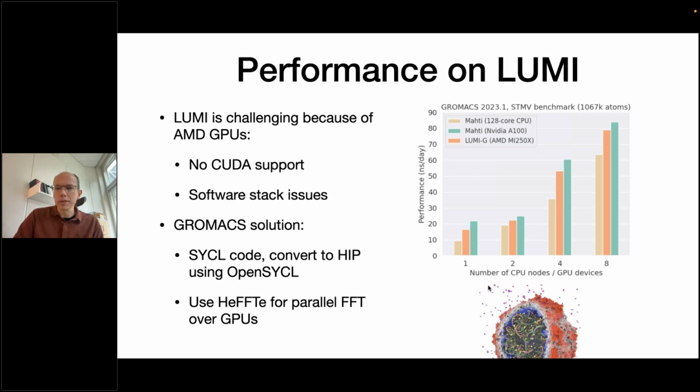So here's an example of a 1 million atom system scaling on 3 different machines: on Mahti CPU, on Mahti with CPU plus GPU, NVIDIA A100s, and on LUMI-G with AMD GPUs. And we see here the CPU version scales pretty nicely, nearly linear.